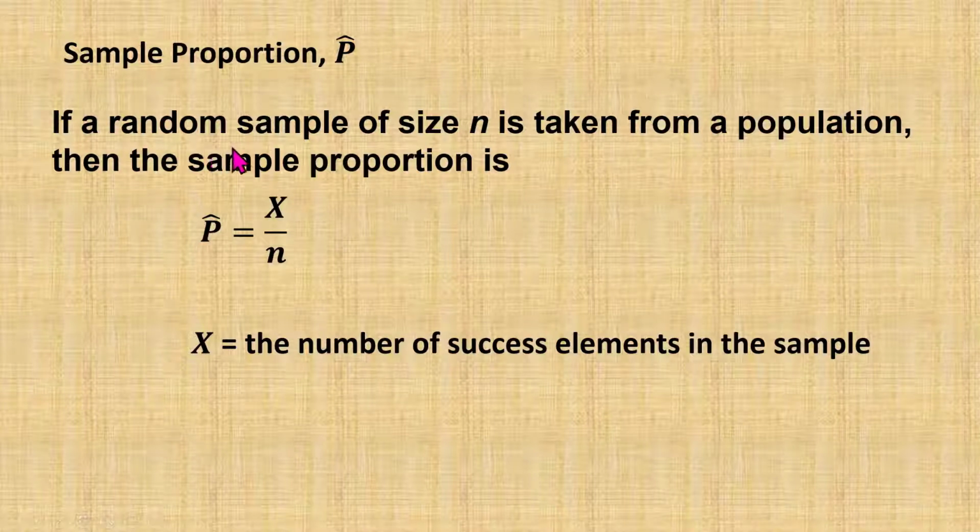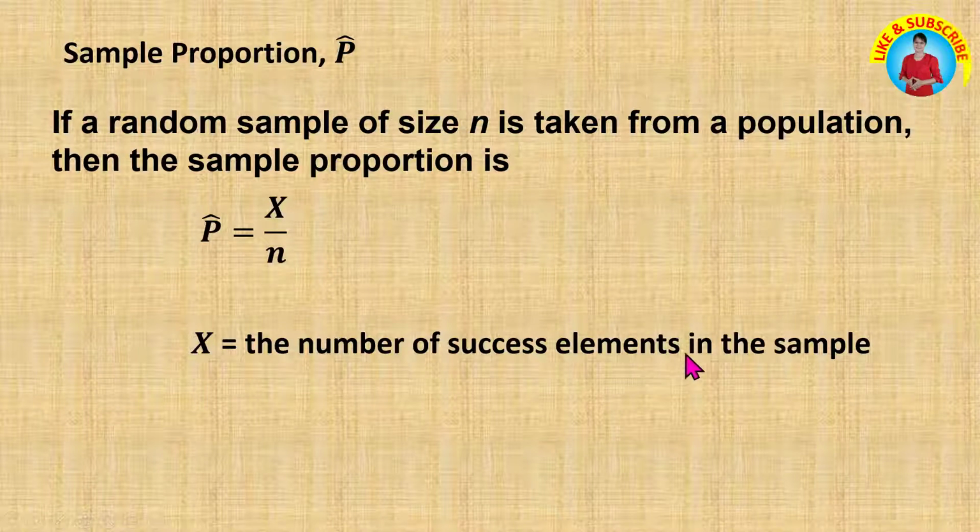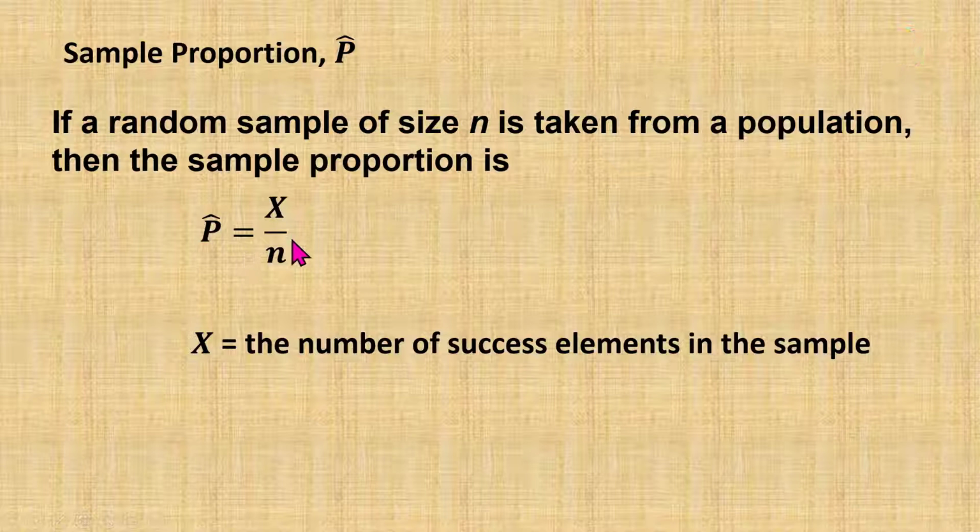If a random sample of size n is taken from a population, and from the n observations, x is the number of success elements in the sample, then the sample proportion is equal to x divided by the sample size. The sample proportion is normally denoted by p hat, but sometimes different books use different notation for the sample proportion.